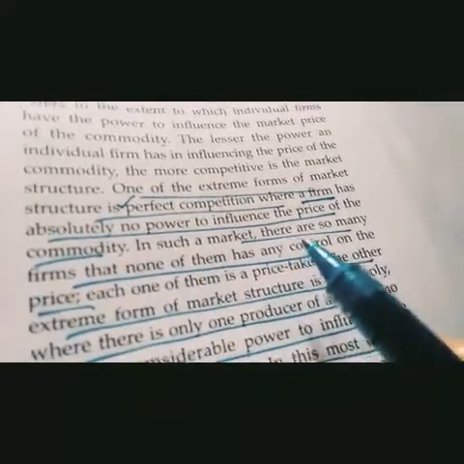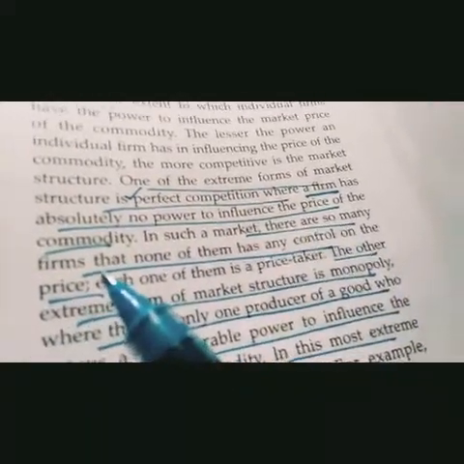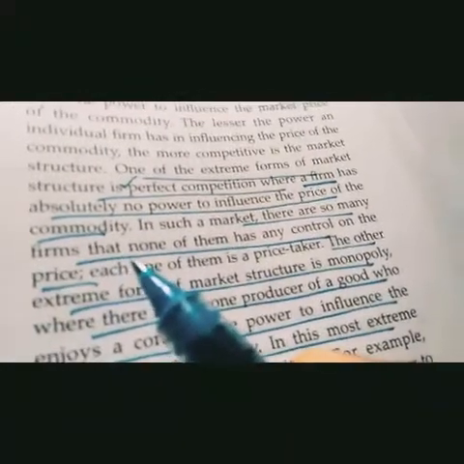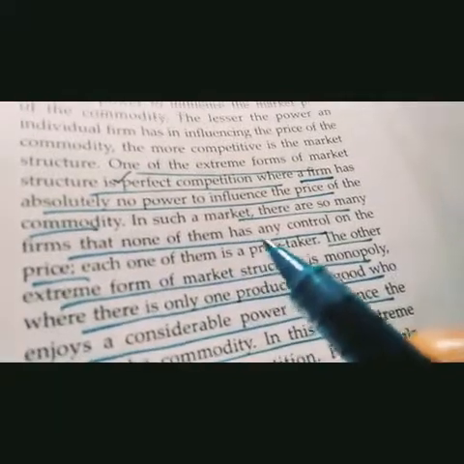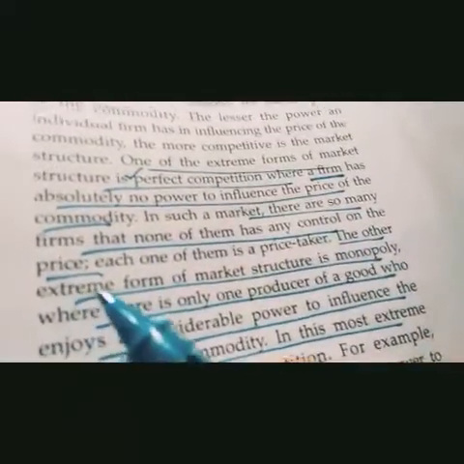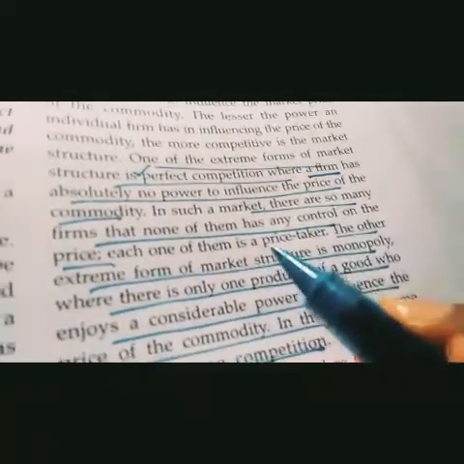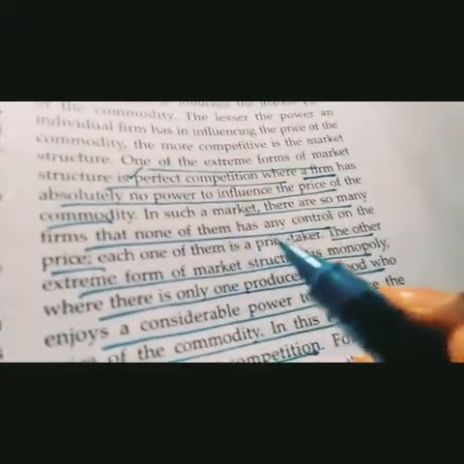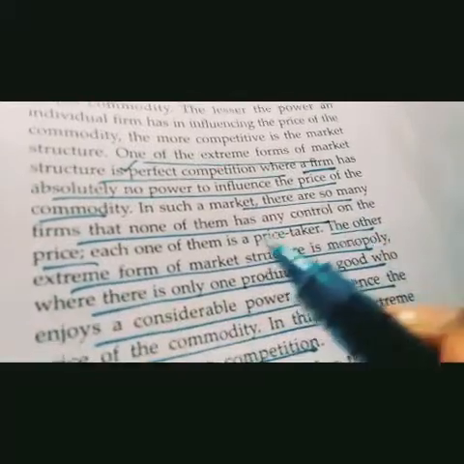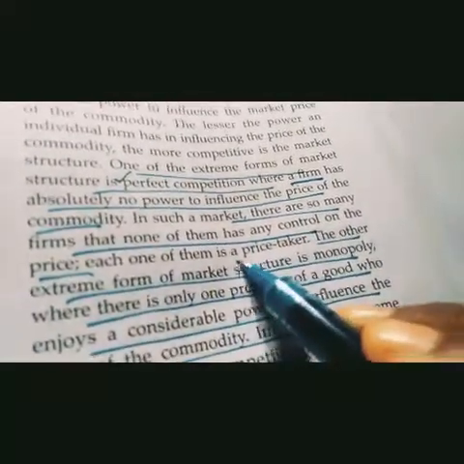In such a market, there are so many firms. That means large numbers of firms होते हैं. Since there are so many firms, that's why none of them has any control on the price. तो जब बहुत सारे सप्लायर्स या सेलर्स होते हैं, दे डोंट हैव एनी कंट्रोल ऑन द प्राइस. ओके, दैट्स व्हाई दे आर कॉल्ड प्राइस टेकर.